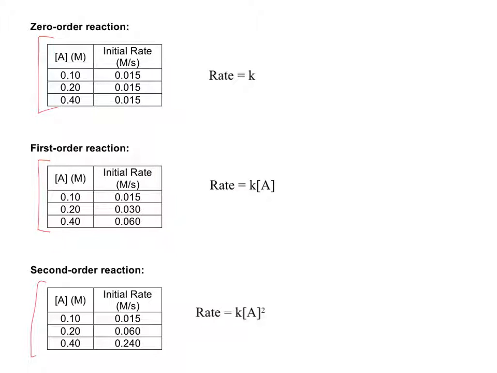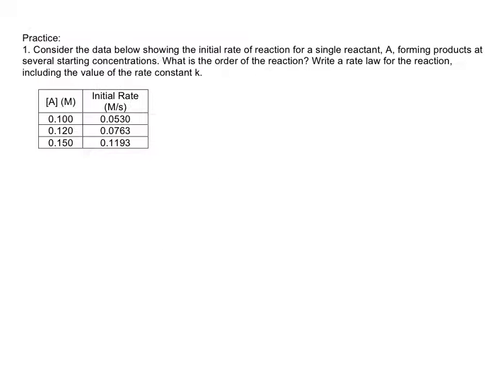Okay, so now we're going to take a look at, if we have experimental data, how can we determine which of the reaction orders we have. So if we consider the data below showing the initial rate of a reaction for a single reactant A, forming products at several starting concentrations, what is the order of the reaction, and write a rate law for the reaction, including the value of the rate constant k.